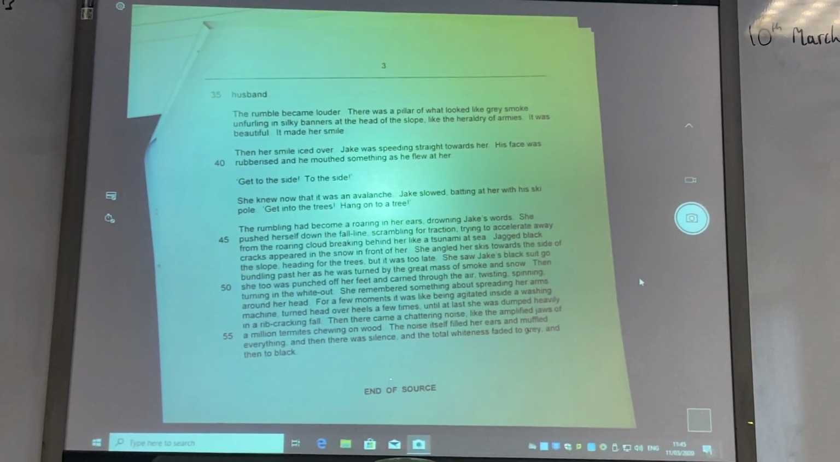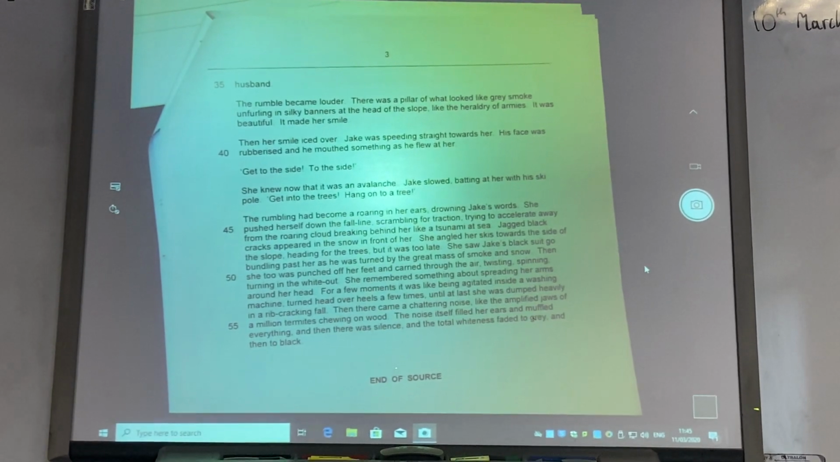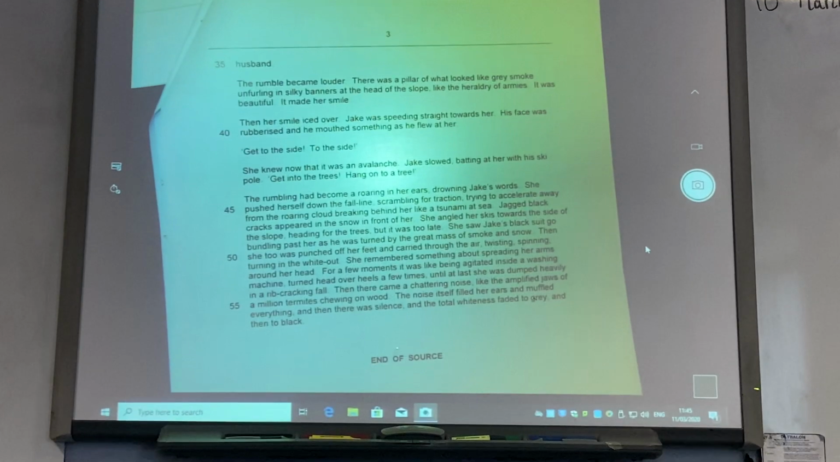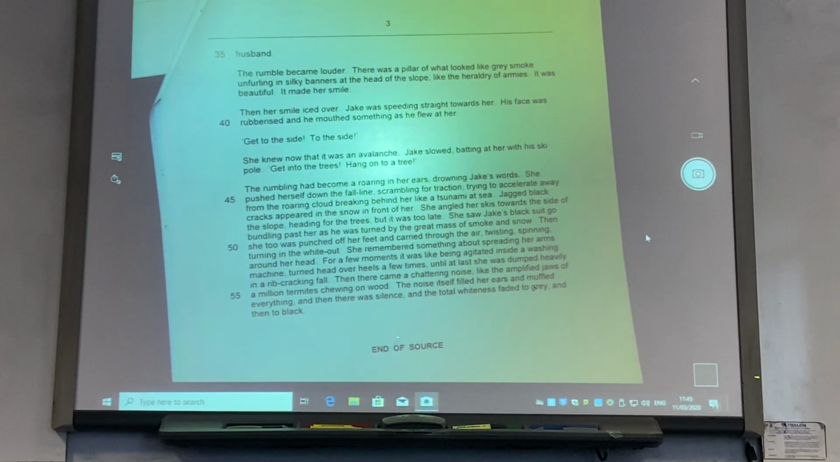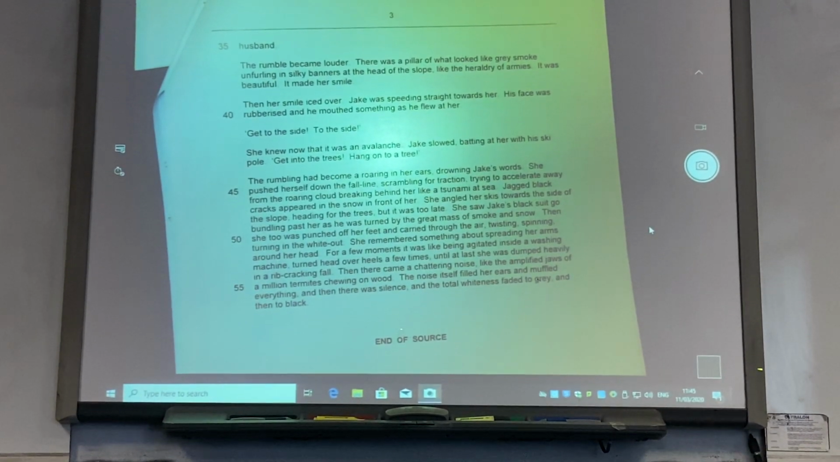The rumble became louder. There was a pillar of what looked like grey smoke unfurling in silky banners at the head of the slope, like the heraldry of armies. It was beautiful, made her smile. Then her smile iced over. Jake was speeding straight towards her. His face was rubberised, and he mouthed something as he flew at her.